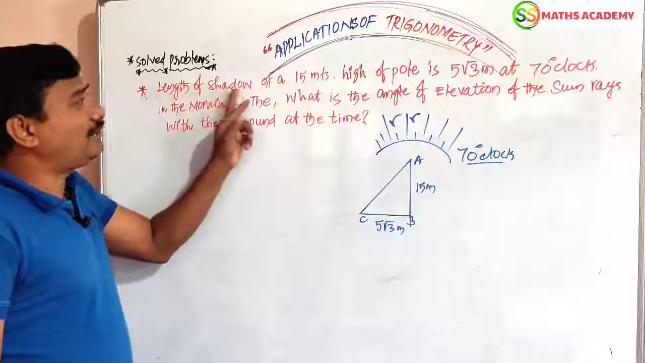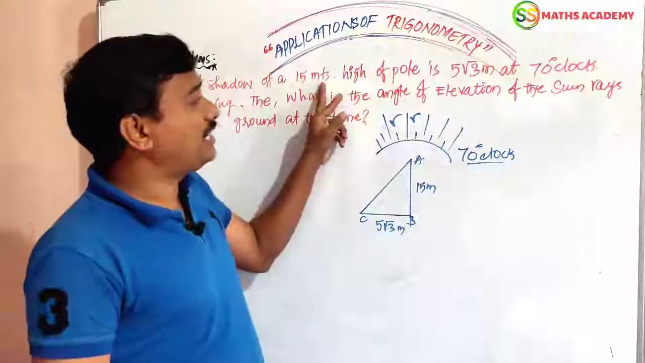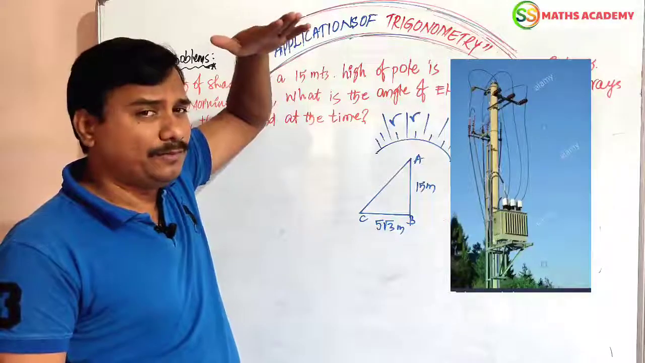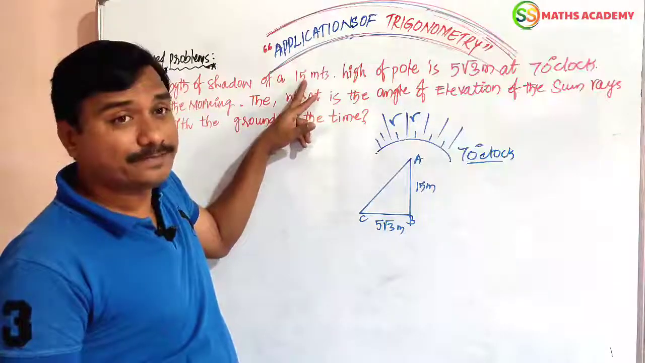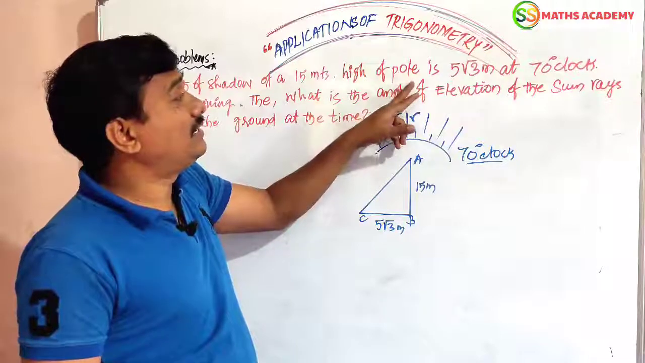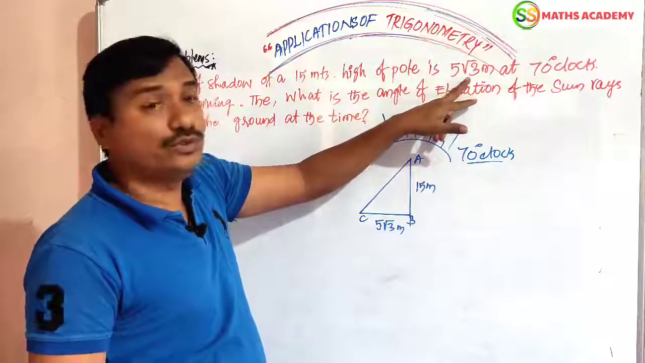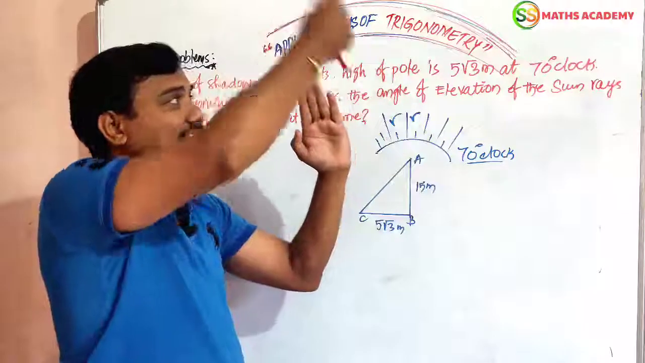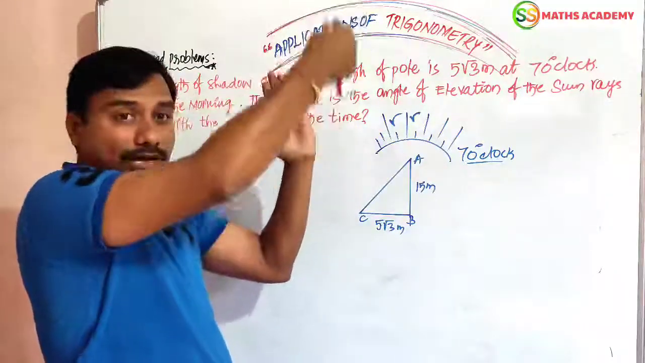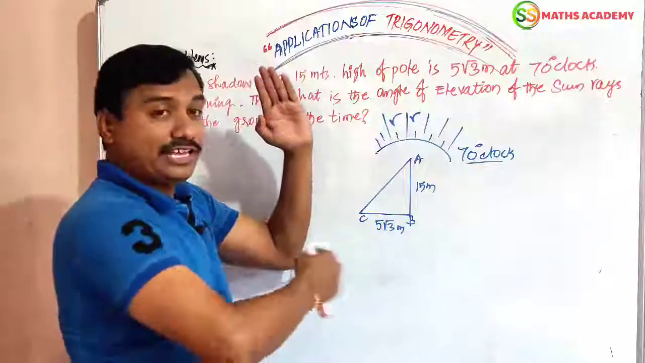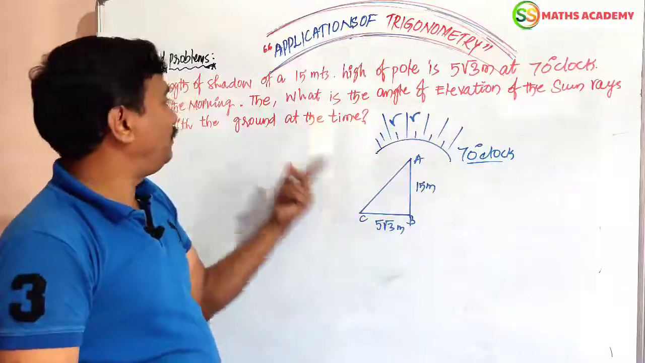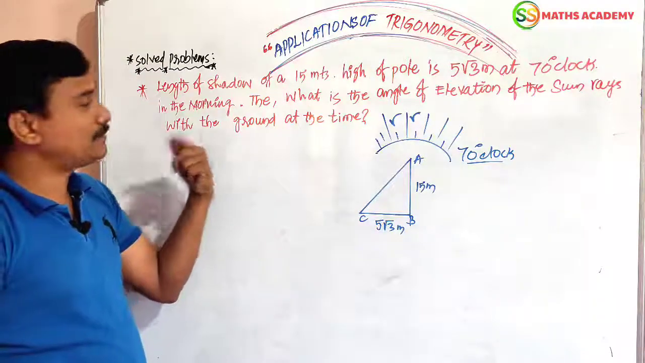The question is: find the length of shadow of a pole. AB is the height of the electric pole, any pole. That height is given as 15 meters. Clear? And the shadow length is 5 root 3 meters. At 7 o'clock the sun rays fall on the pole and the shadow will be there. The height of the pole is 15 meters. The shadow length is 5 root 3 meters, given in the morning at 7 o'clock.